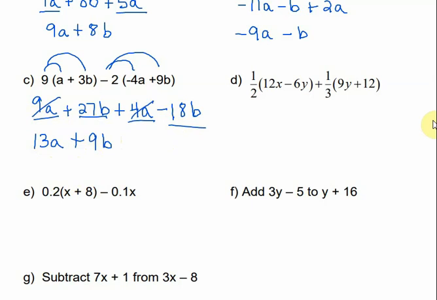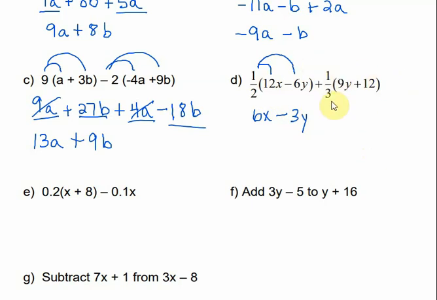Okay, for D, we have these fractions that need to be distributed into the parentheses. So I'm going to use that shortcut. Remember, if I multiply times 1/2, I'm just taking half of the number. So what is half of 12? That'd be 6x. All right, what is half of 6? It's positive times negative. That would be a negative. Half of 6 would be 3y.